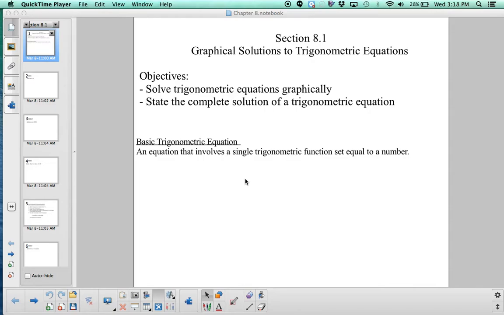And just a little bit of background, the basic trigonometric equation is going to be an equation that's set equal to a number, and oftentimes it's one trigonometric equation equal to another trig equation.